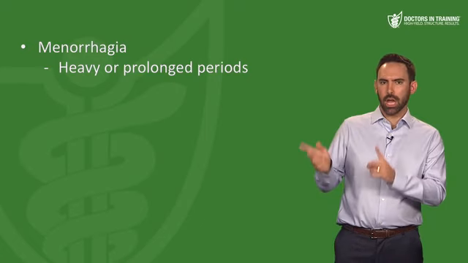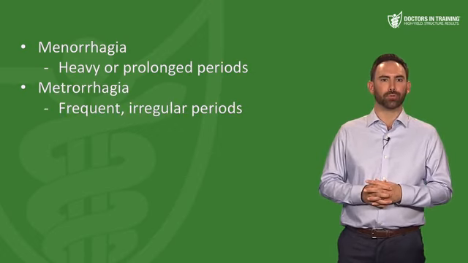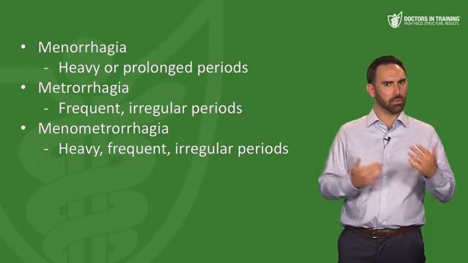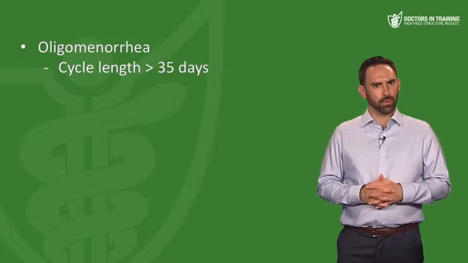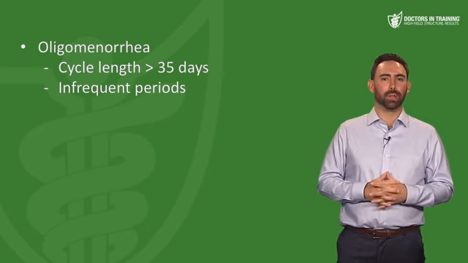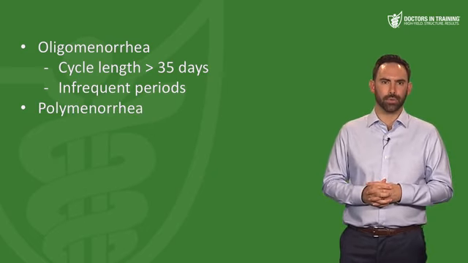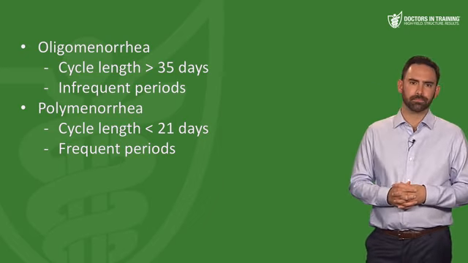There are lots of different terms we use to describe various types of irregular and abnormal menstrual periods. They're being gradually phased out, but you should probably still be familiar with them. Menorrhagia means heavy or prolonged periods. Metrorrhagia means frequent, irregular periods. So menometrorrhagia means heavy, frequent, irregular periods. Oligomenorrhea is when someone has a cycle length greater than 35 days, resulting in infrequent periods. And the opposite of that is polymenorrhea, which is frequent periods because the cycle length is less than 21 days.